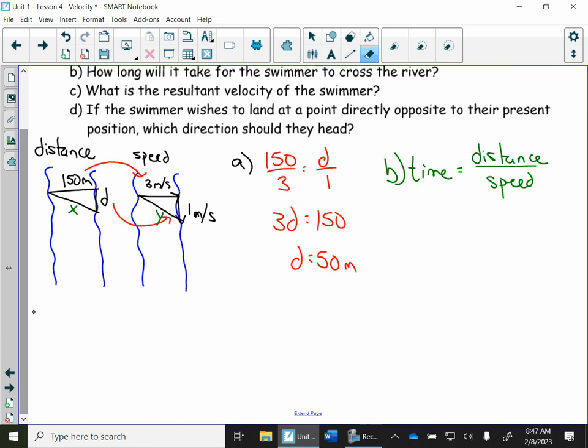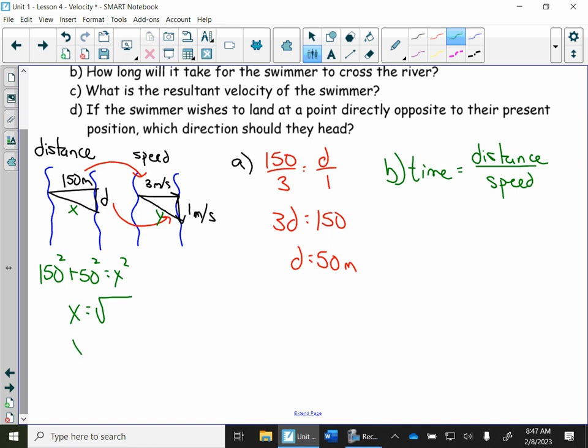Those are Pythagoras questions. So for the first one, we have 150 squared plus 50 squared, that's how big d was, is x squared. Well, x is just the square root of those two things. So x will be 158.11 meters. If we do the same thing for the y one, which is actually the resultant, we get 3 squared plus 1 squared is y squared, or in other words, the square root of 10. I got y is 3.16 meters per second.